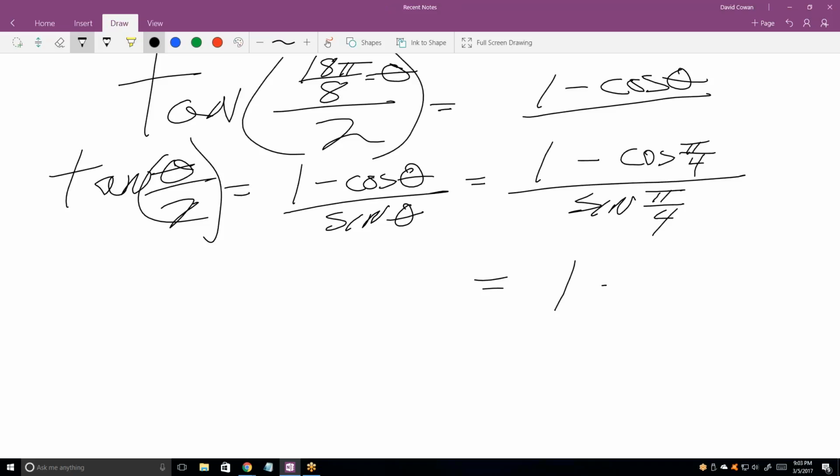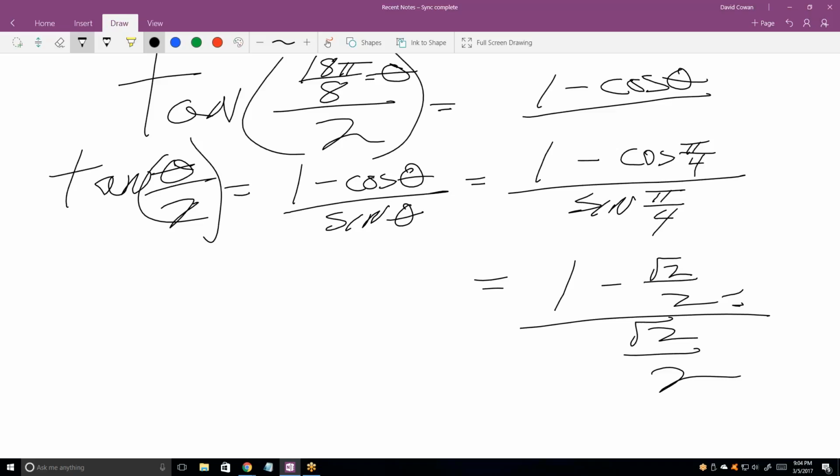1 minus root 2 over 2, all over root 2 over 2. Okay. What's the numerator become? 2 minus root 2 over 2. And then multiply that by 2 over root 2, flip the denominator. Which means I really can just cross out my denominators. And I end up with 2 minus root 2 over root 2.